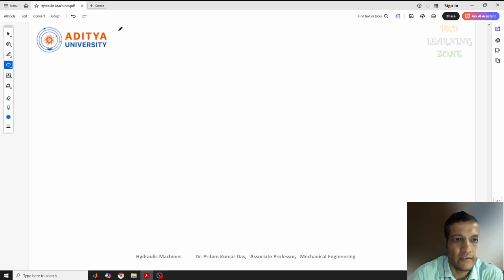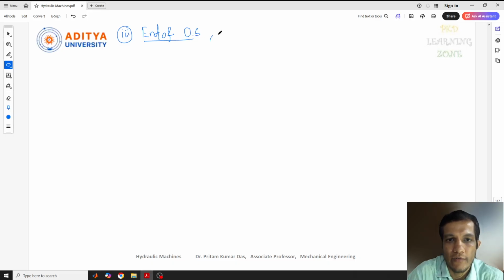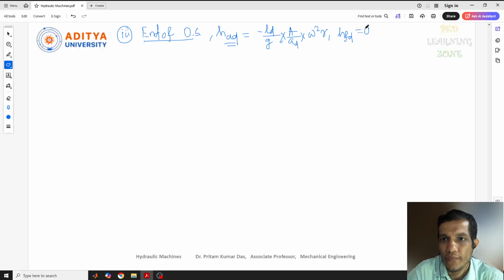So let me write the third point. The third point is the end of delivery stroke. Again the formula we need to write here, that is HAD equal to minus LD by G into capital A by small a, and this is omega square r. This is about the head. And what about the friction? Here there is no friction because it is the end of the stroke, so this will be 0.